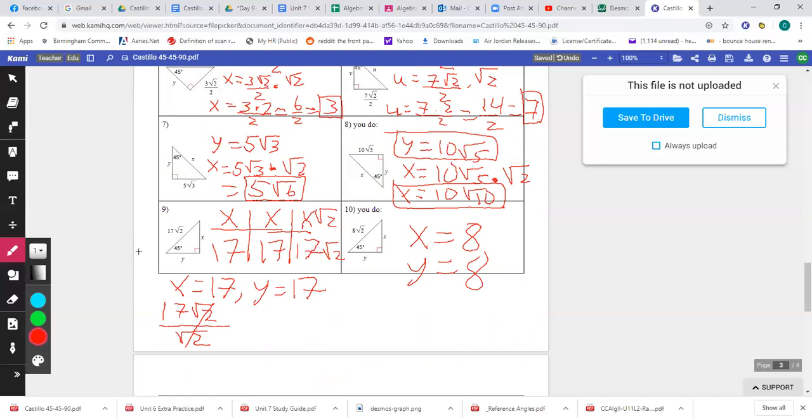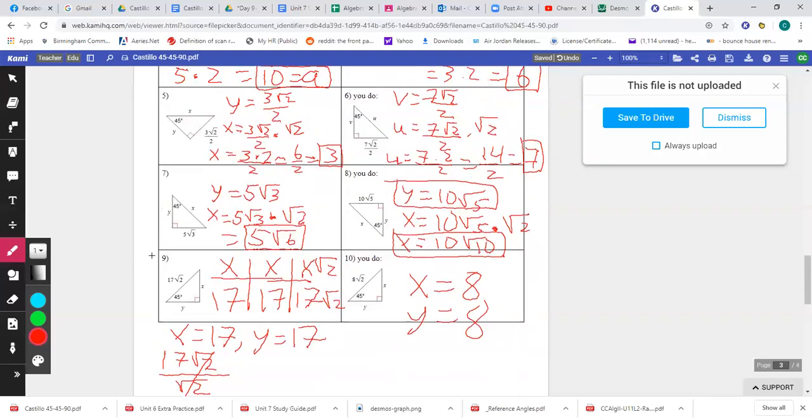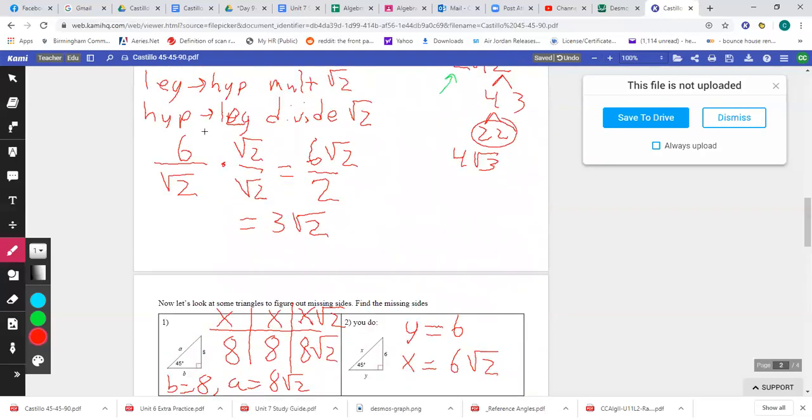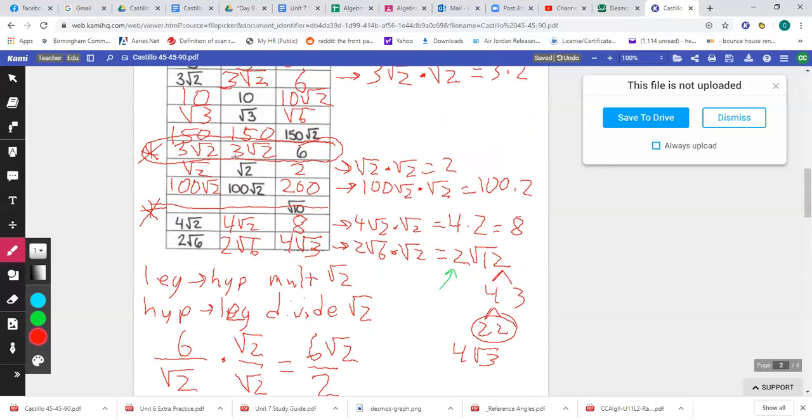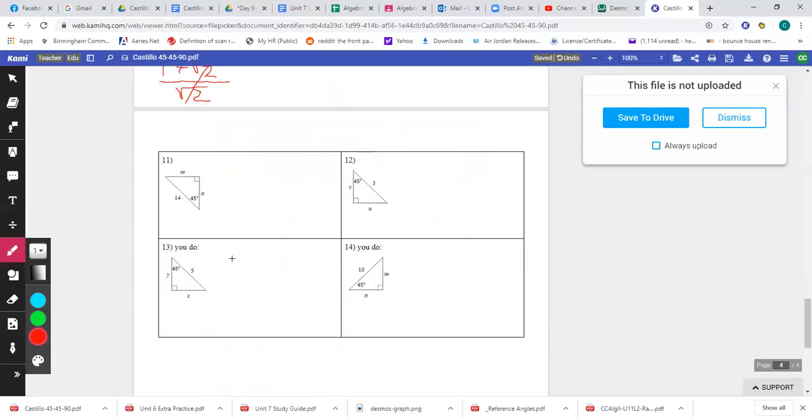Okay. But now the last problems here are going to talk about what we just did in this last example where we got the 6 and we got 3 root 2 and 3 root 2. So for number 11, they give you the hypotenuse is 14. And so I know to find the leg, I have to divide by root 2, right? And so remember, this is the only time you're going to do this. If you see the denominator as a radical, you multiply the top and the bottom by that radical.